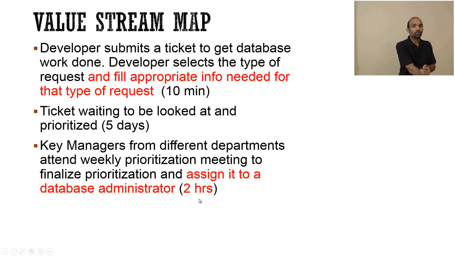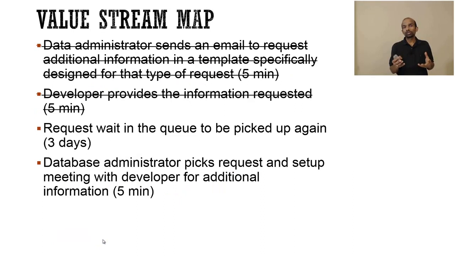So if you look at the value stream map for this process, the improved process, it takes 10 minutes. Then it takes, again, the 5 days, which is 2,400 minutes. And then it's going to take 120 minutes, which is 2 hours, to prioritize and to assign it to the database administrator. Then we don't need to do these two steps. The database administrator sends an email, so I cut those two steps. And then the request is going to, again, wait in the queue to be picked up at the same time, 3 days. Because we didn't want to make any major change, just a simple change without impacting anything.